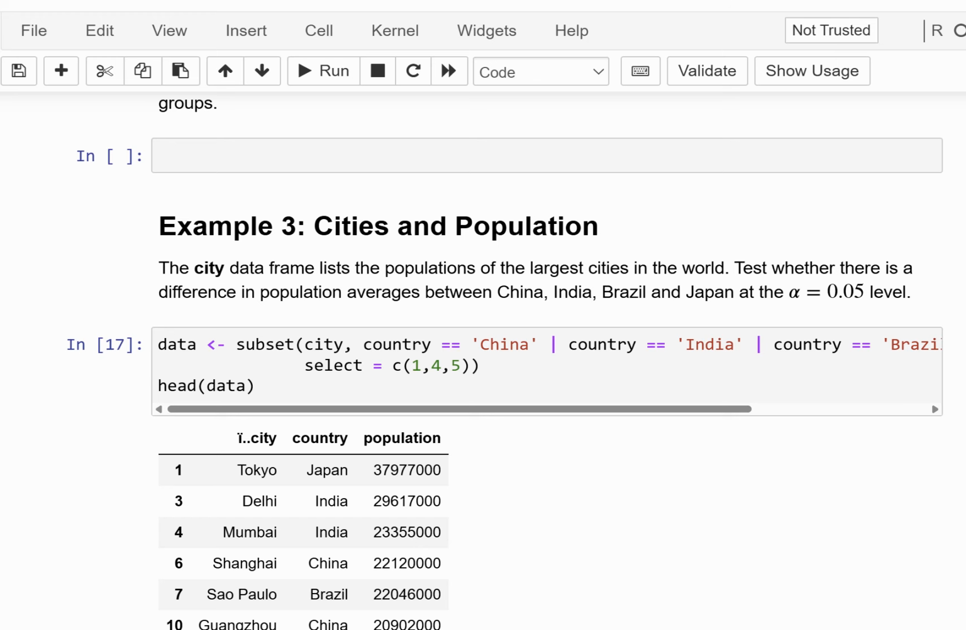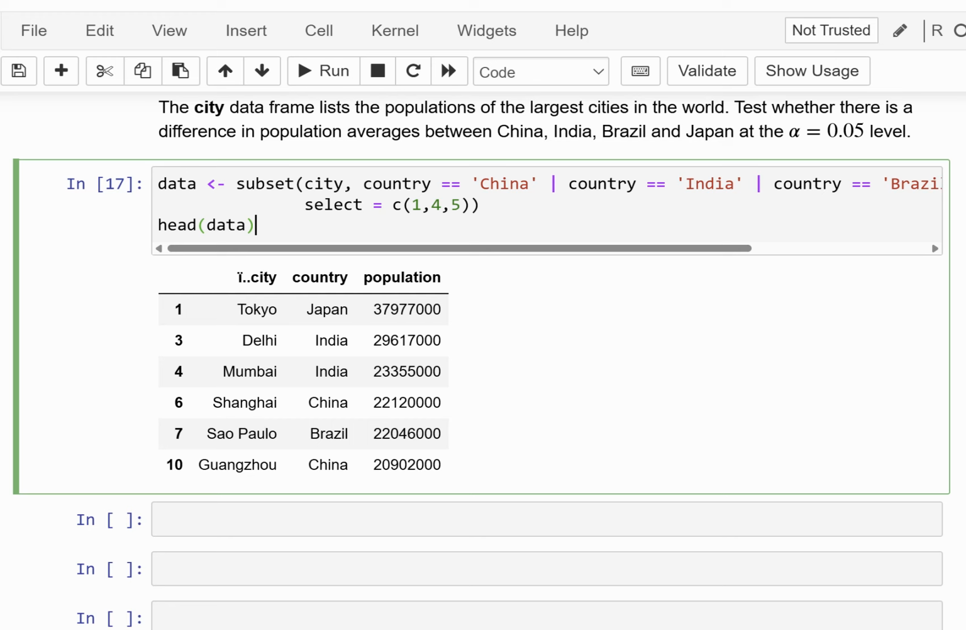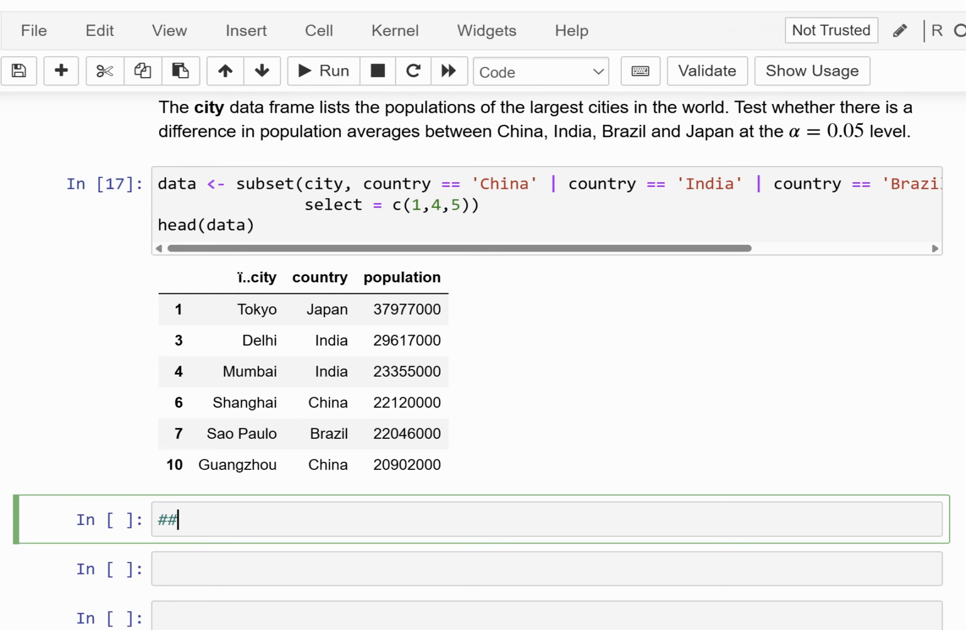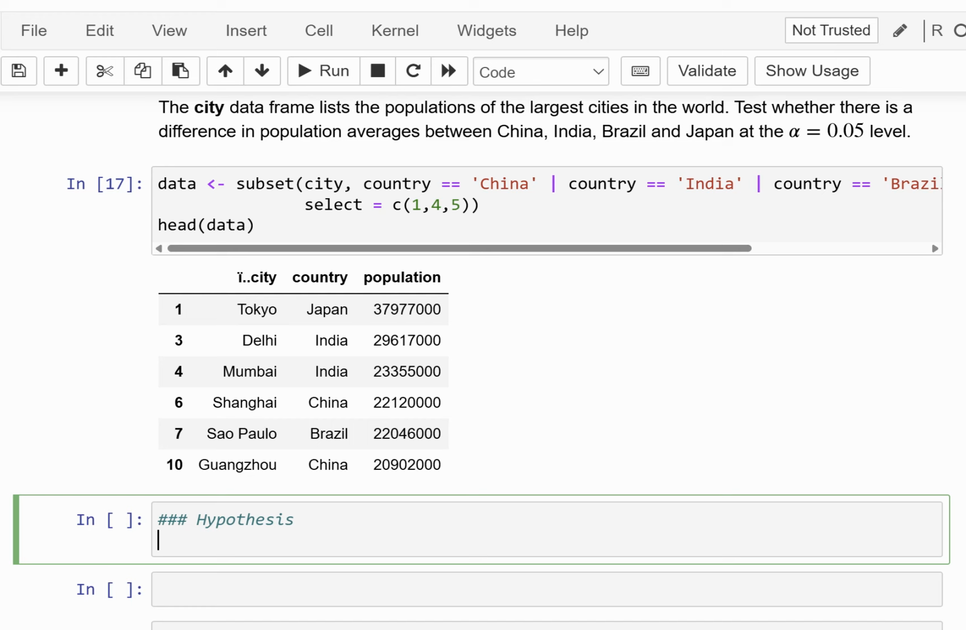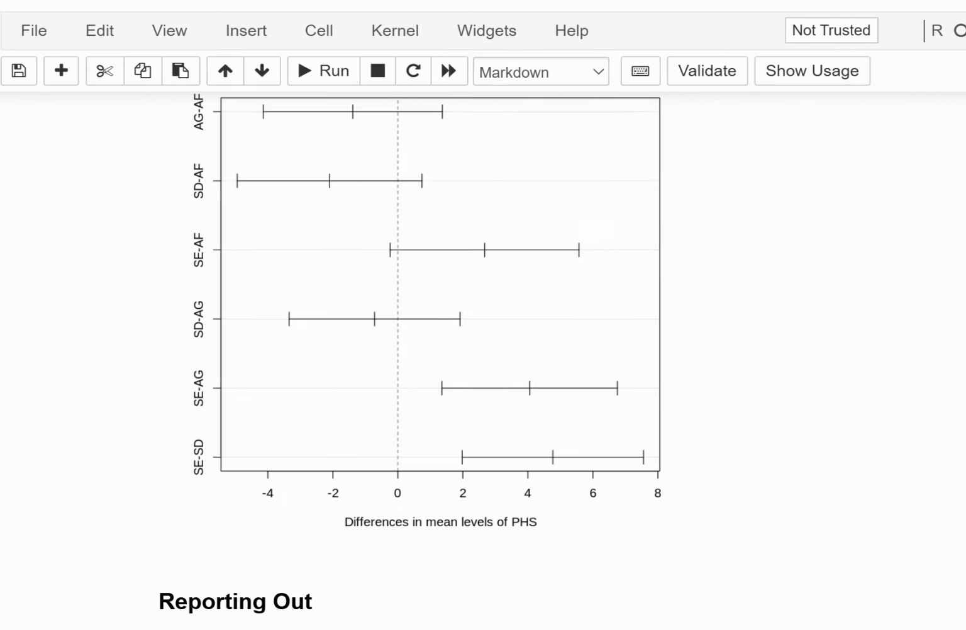All right, so what I did here is I subset the data frame, so it's a data frame called data. And I did head data just so you can see that we have this huge data set with nearly 200 different countries. But what they do is they list all of the large cities in the countries. All right. And so here, what I want to do, and the hypothesis is the same as it's been over and over. So I might actually go copy paste it. Let me make this a markdown cell.